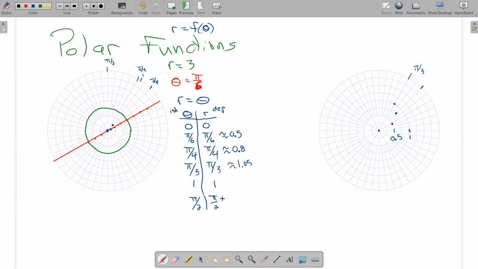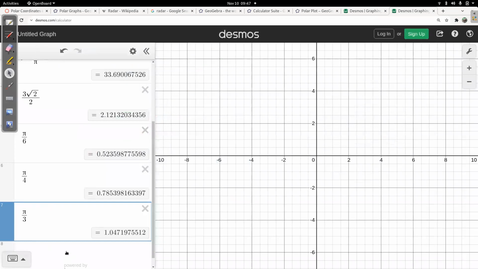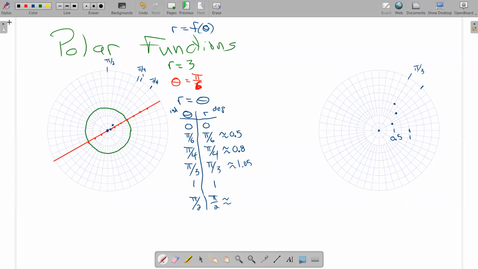Pi over 2 is what as a decimal? 3.14, half of that would be what? 1.6 something. Pi over 2 is 1.57, I was a little off there. 1.6-ish, this was about my first guess. So 1.6, so there's 1. 2 is out here, 1.5 would be right that circle. So trace that around till I get vertical, is right here. So that's pi over 2.